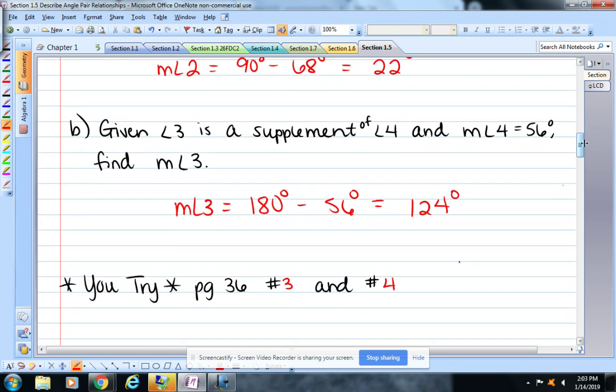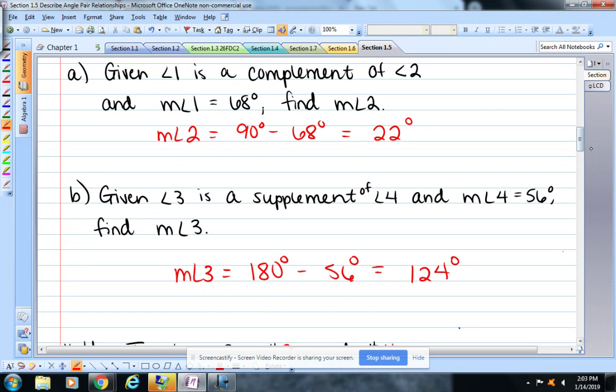I was going to have y'all try some on your own. Can we skip that? You're good. All right, we're going to skip that because I think y'all can do that. Right? Fifth block geniuses today. Math is so hard. 90 minus, 180 minus.